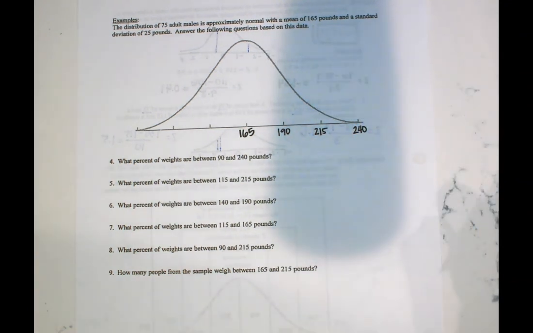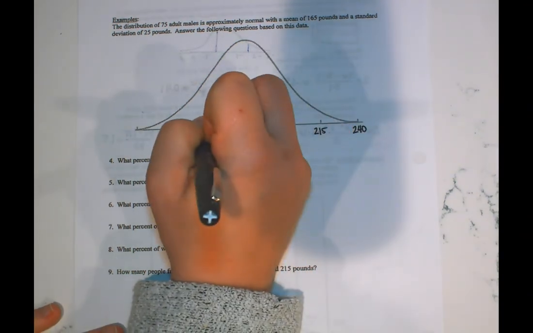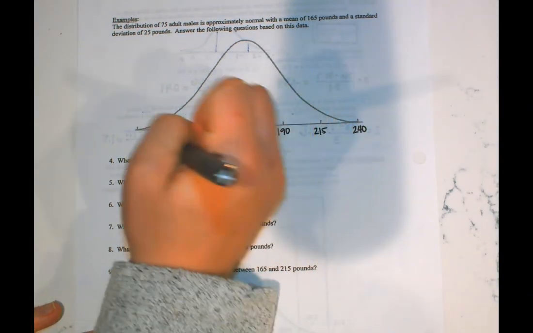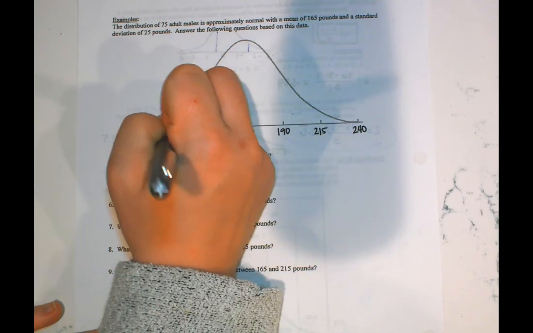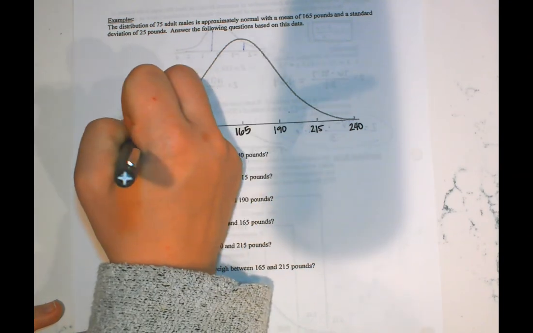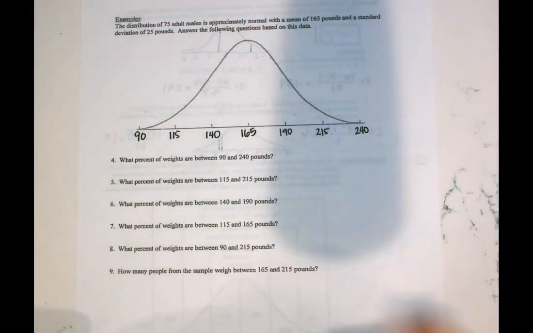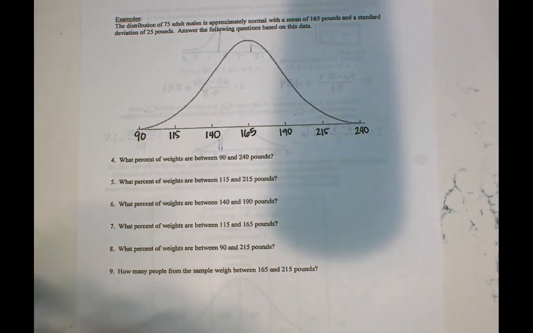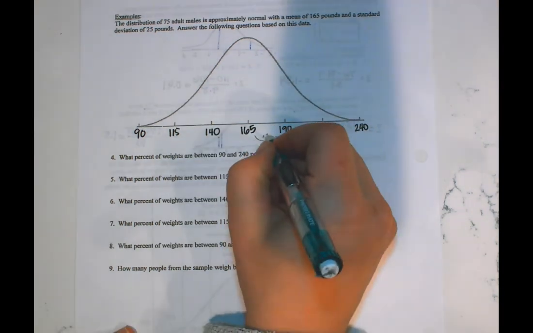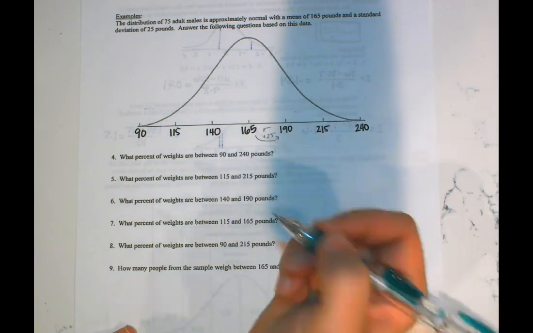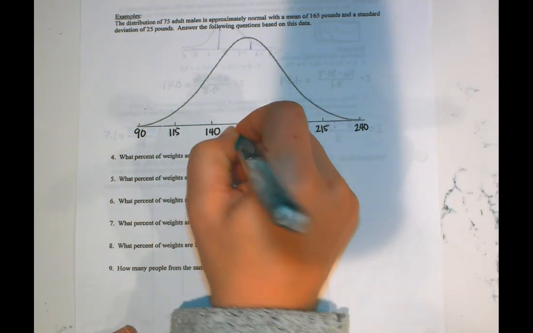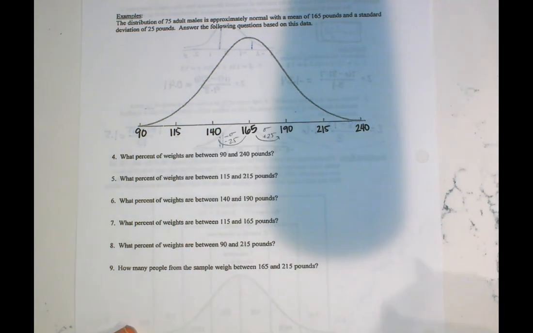I'm going to go the other way by subtracting 25. So if I subtract 25, I end up with 140. Subtract 25, I end up with 115. Subtract 25, I end up with 90. So going this way, I'm just adding my standard deviation. Going this way, I'm subtracting my standard deviation. So I'm subtracting 25 every time.